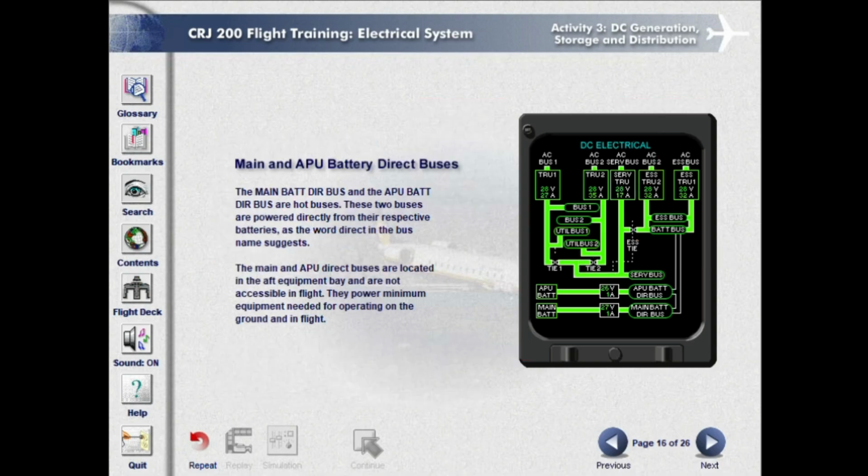Main and APU battery direct buses. The main battery direct bus and the APU battery direct bus are hot buses. These two buses are powered directly from their respective batteries, as the word direct in the bus name suggests. The main and APU direct buses are located in the aft equipment bay and are not accessible in flight. They power minimum equipment needed for operating on the ground and in flight.